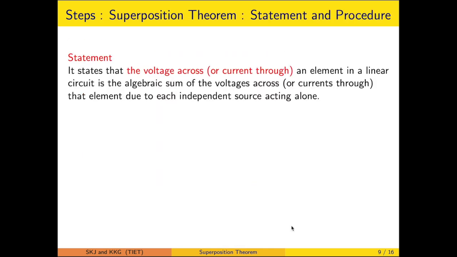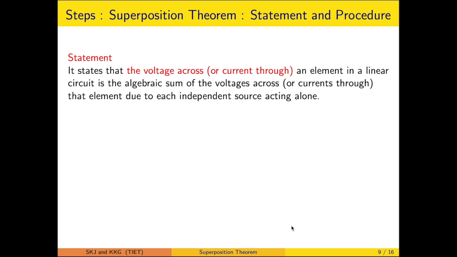The superposition theorem states that the voltage across or current through an element in a linear circuit is the algebraic sum of the voltages across or the currents through that element due to each independent source acting alone. Please be mindful that the voltage is measured across the terminal or the current through the terminal, so there should not be any confusion regarding the terminology. It is basically the arrangement to compute the voltage or the current associated with an element.